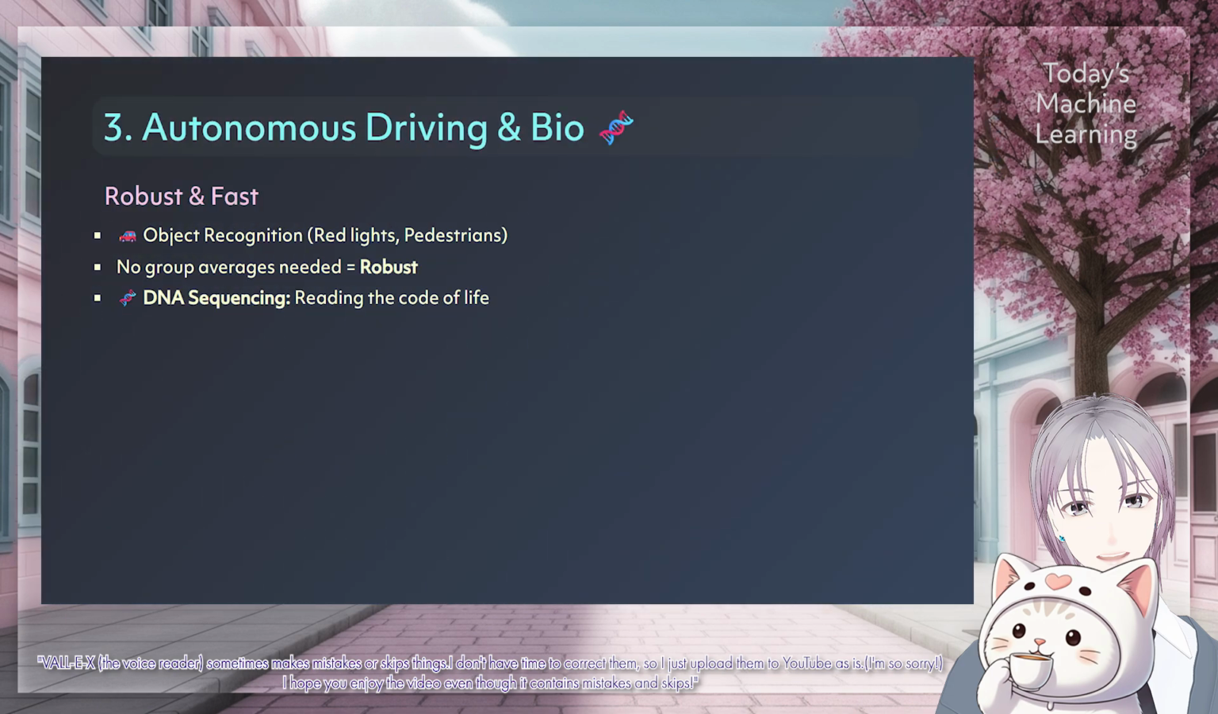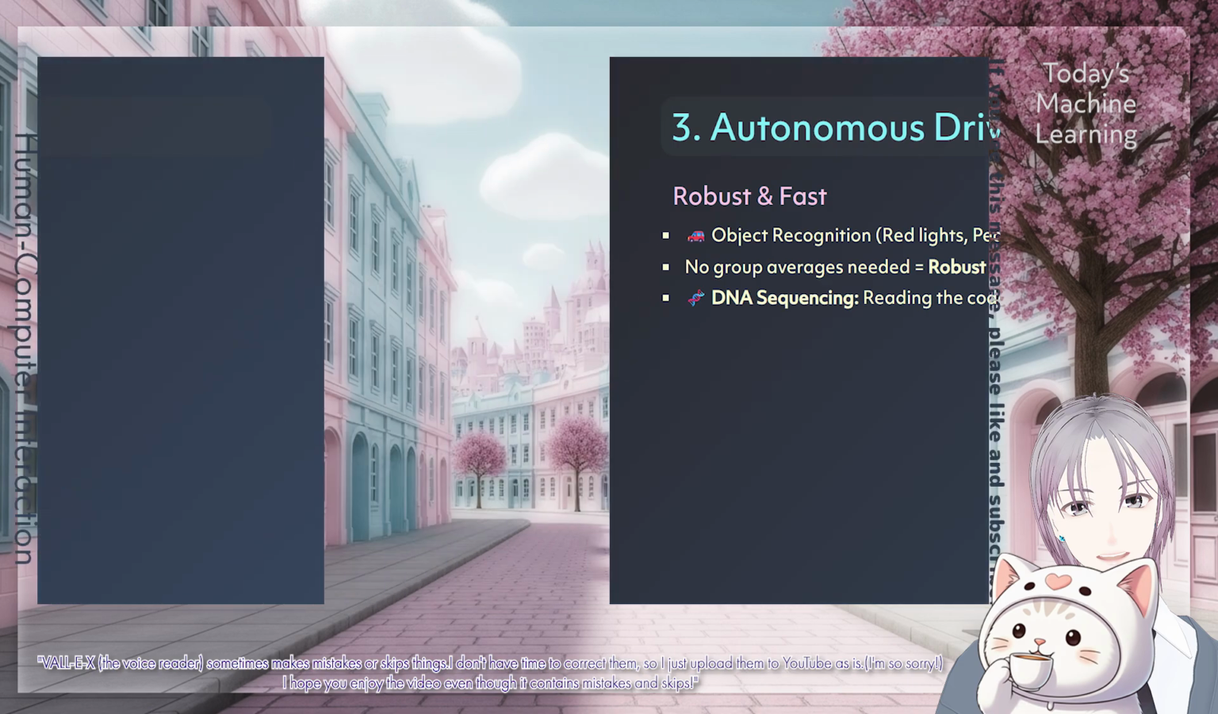Third, and this is a very cool one, autonomous driving technology. Self-driving cars need to see the world and make decisions fast. They need object recognition and situational judgment. Is that a red light? Is that a child crossing the street? Because Derf is a simple function that does not need to calculate group averages, it is very robust. The paper even tested it on DNA sequence modeling, which is like reading the code of life, and it worked better there too. So, whether it is driving a car or understanding biology, this simple curve is making AI smarter.